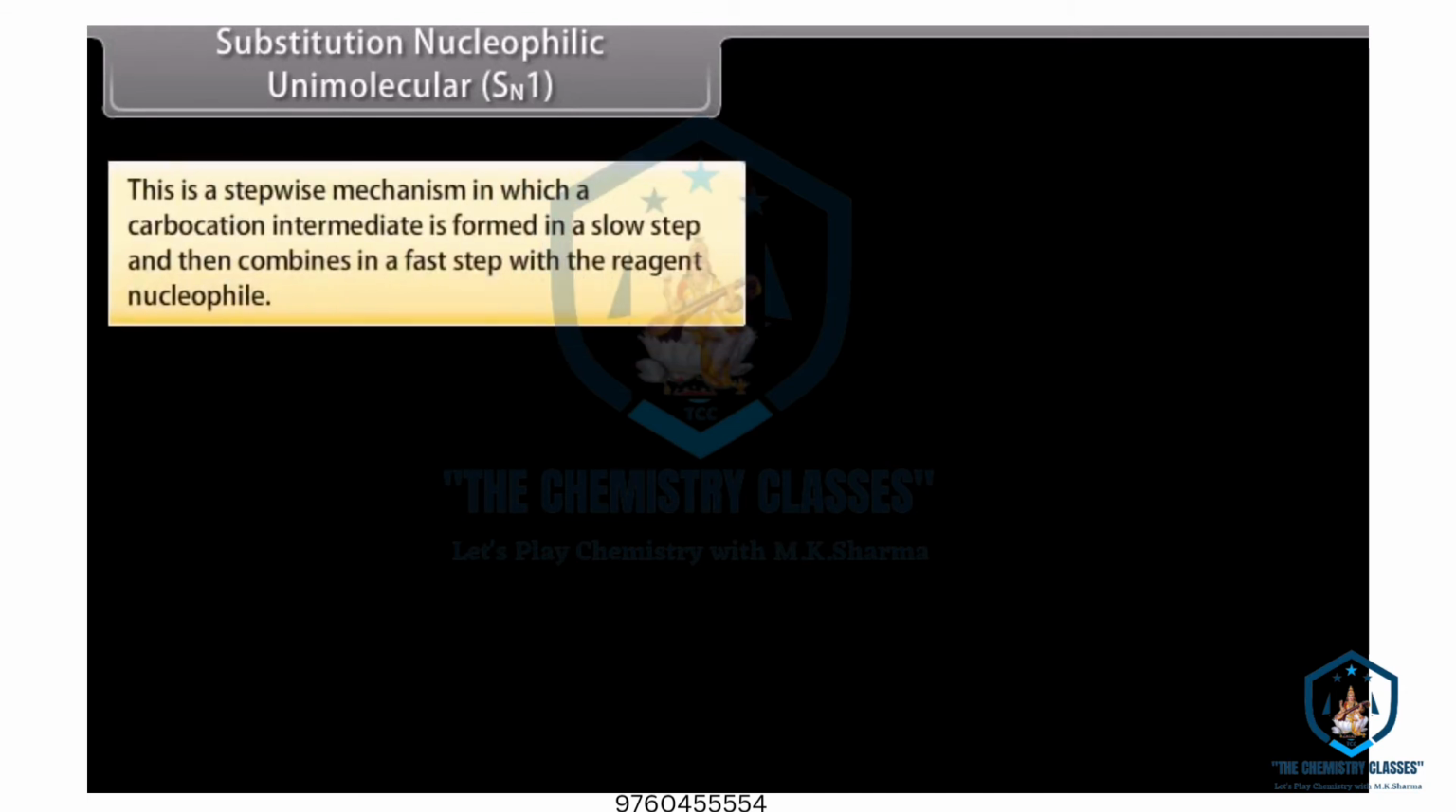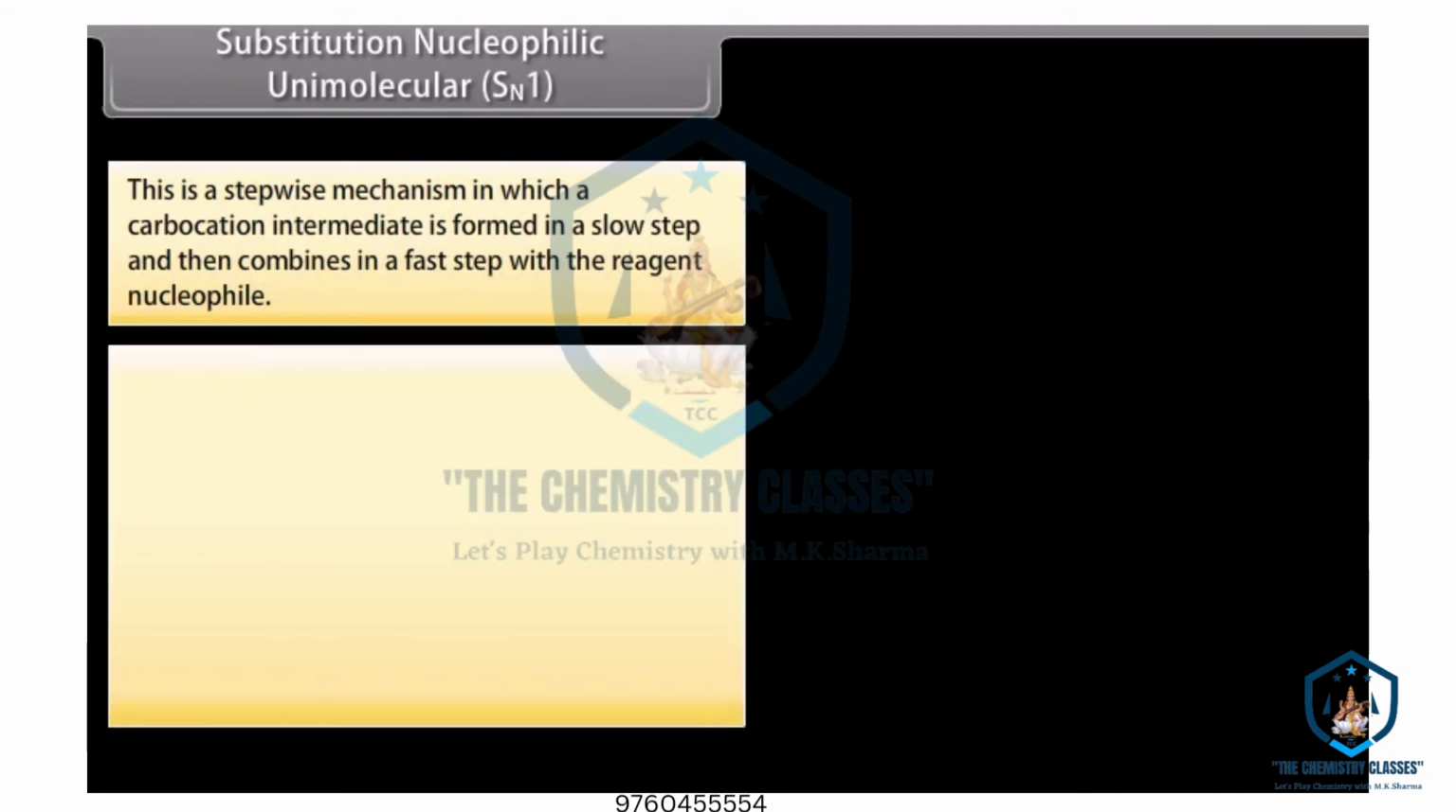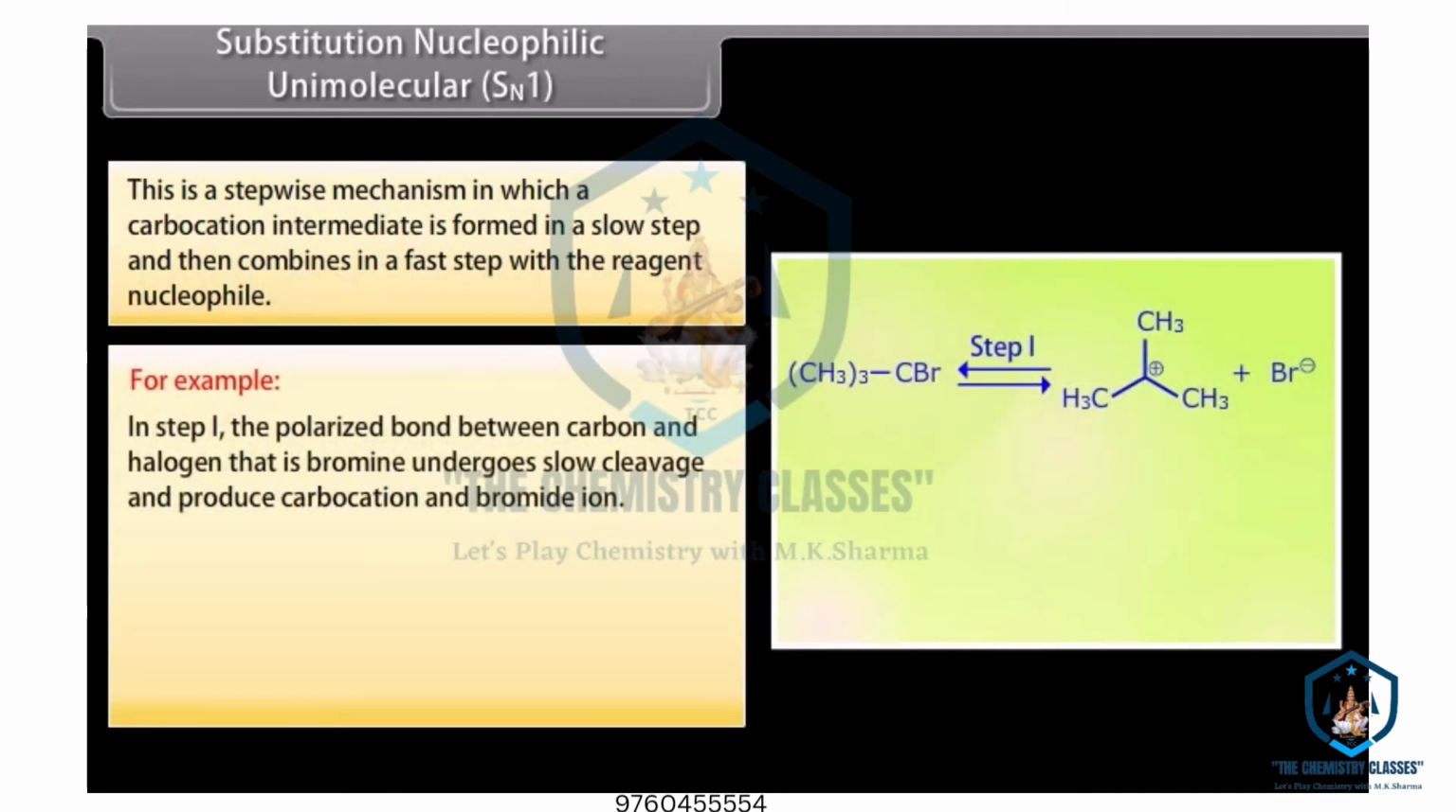Substitution nucleophilic unimolecular SN1. This is a stepwise mechanism in which a carbocation intermediate is formed in a slow step and then combines in a fast step with the reagent nucleophile. For example, in the first step, the polarized bond between carbon and halogen, that is bromine, undergoes slow cleavage and produces carbocation and bromide ion.